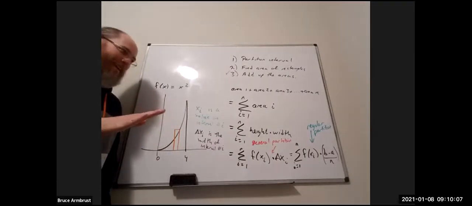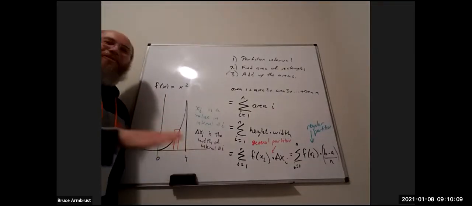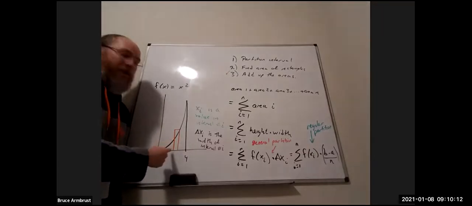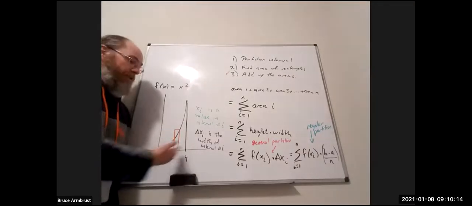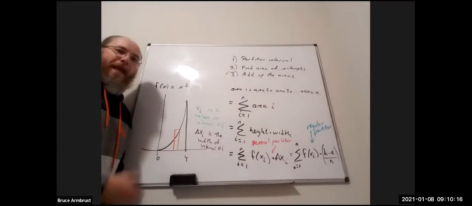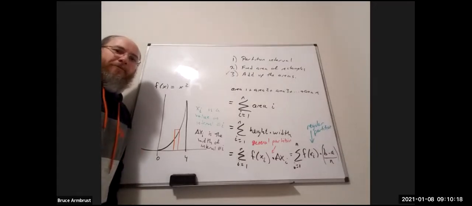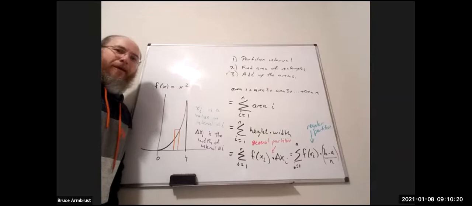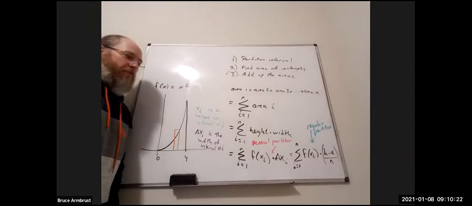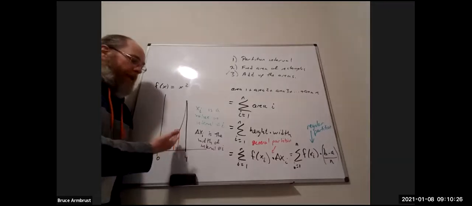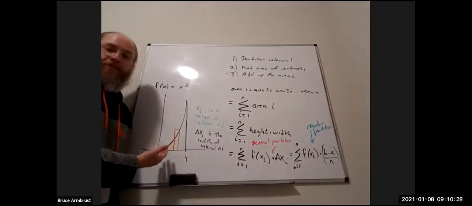Anyway, I digress. So let's actually apply this to this function, to x squared from 0 to 4, and let's make n really big. Let's make n big so that we can get an idea of what kind of area this is starting to approach.